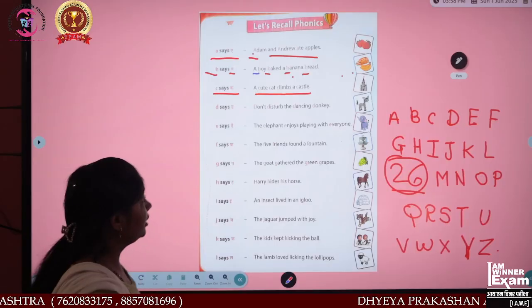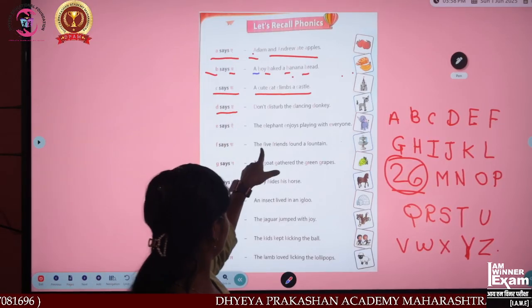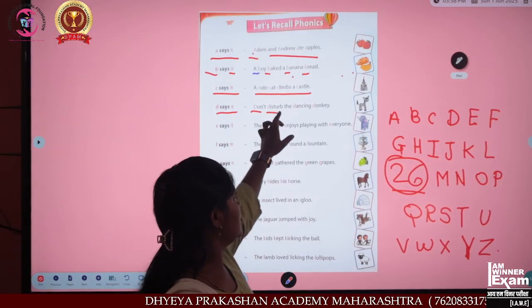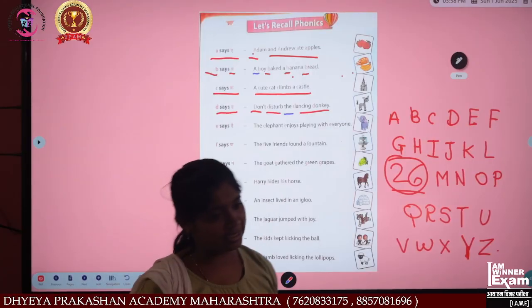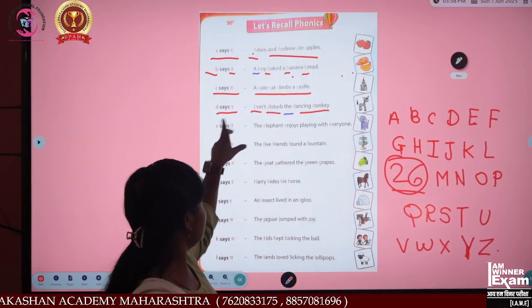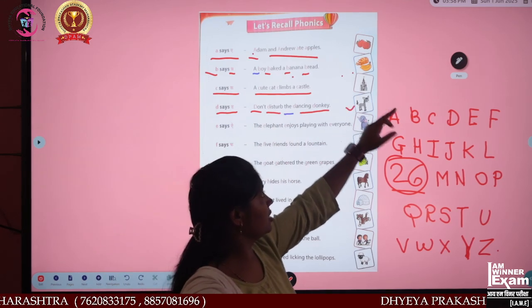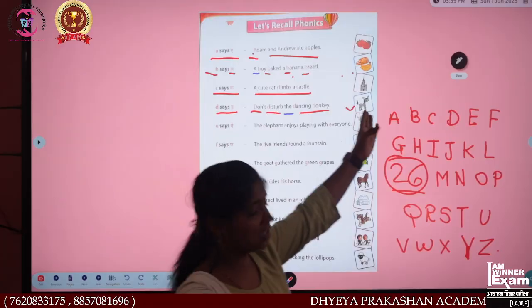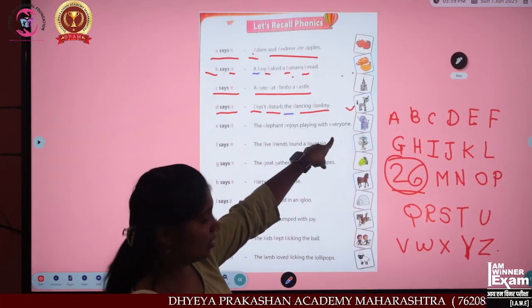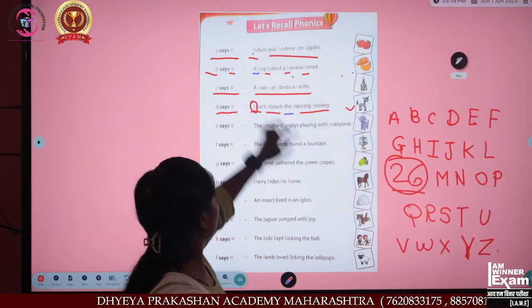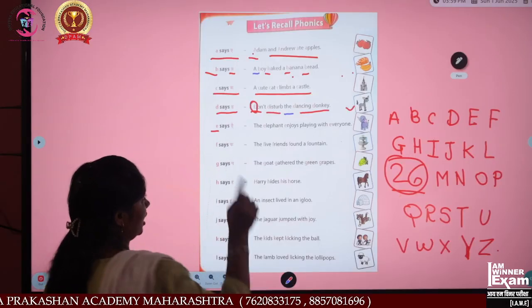Next, D says D. Don't disturb the dancing donkey. D says D. Donkey. This picture is donkey.